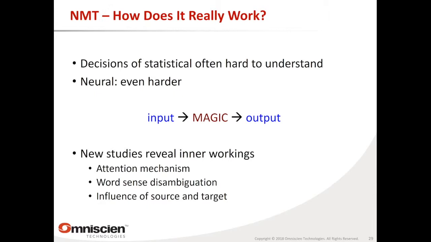So there's the attention mechanism, word sense disambiguation, and influence of source and target. I don't have the illustration here of the attention mechanism, but this is basically word alignment. So there's one part in the model that really does word alignment. You can look at it and you can say, oh, this word was mostly informed by this input word.